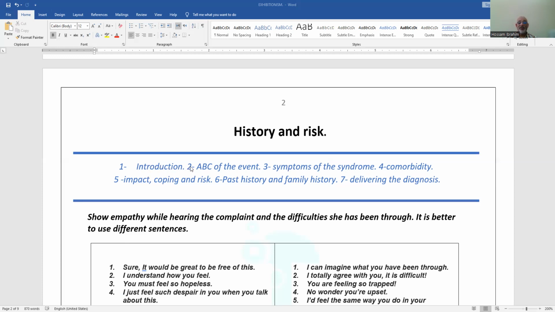After introducing yourself, you are going to assess the event for which the police has sent this patient to you. This is your priority, not the delusion, nothing else.